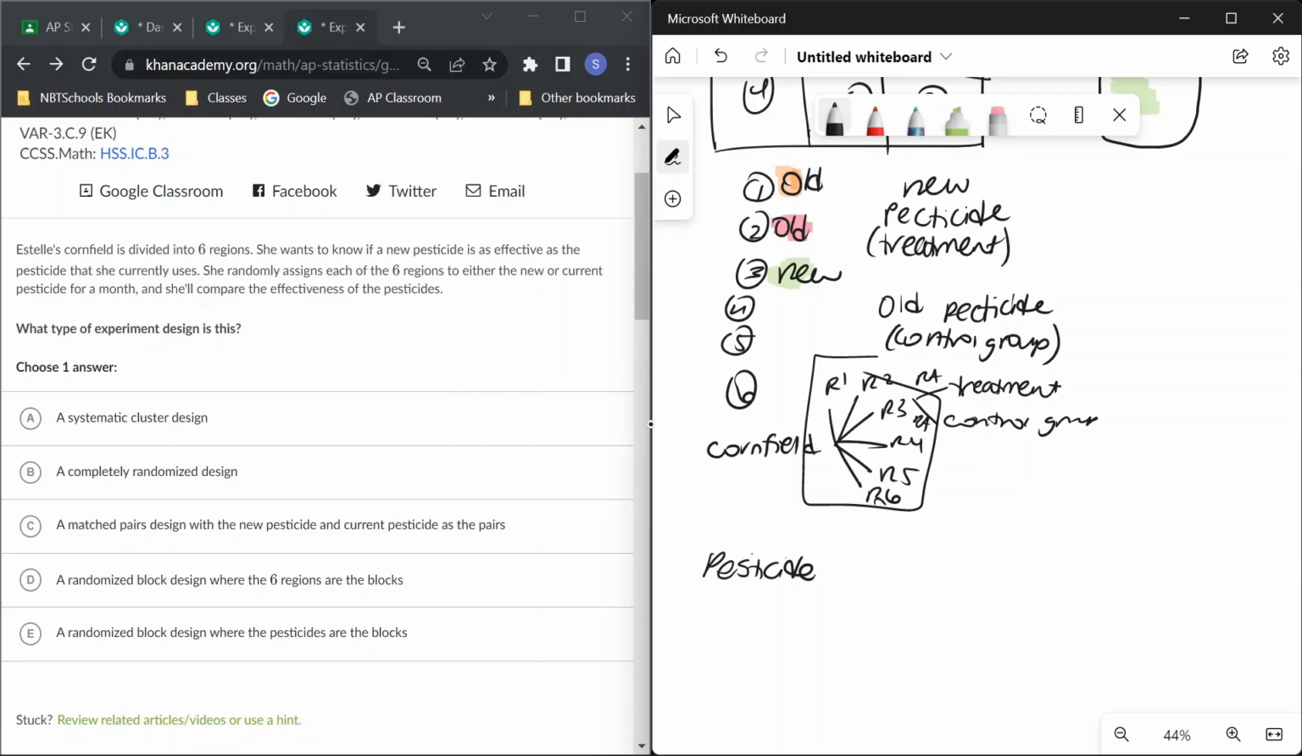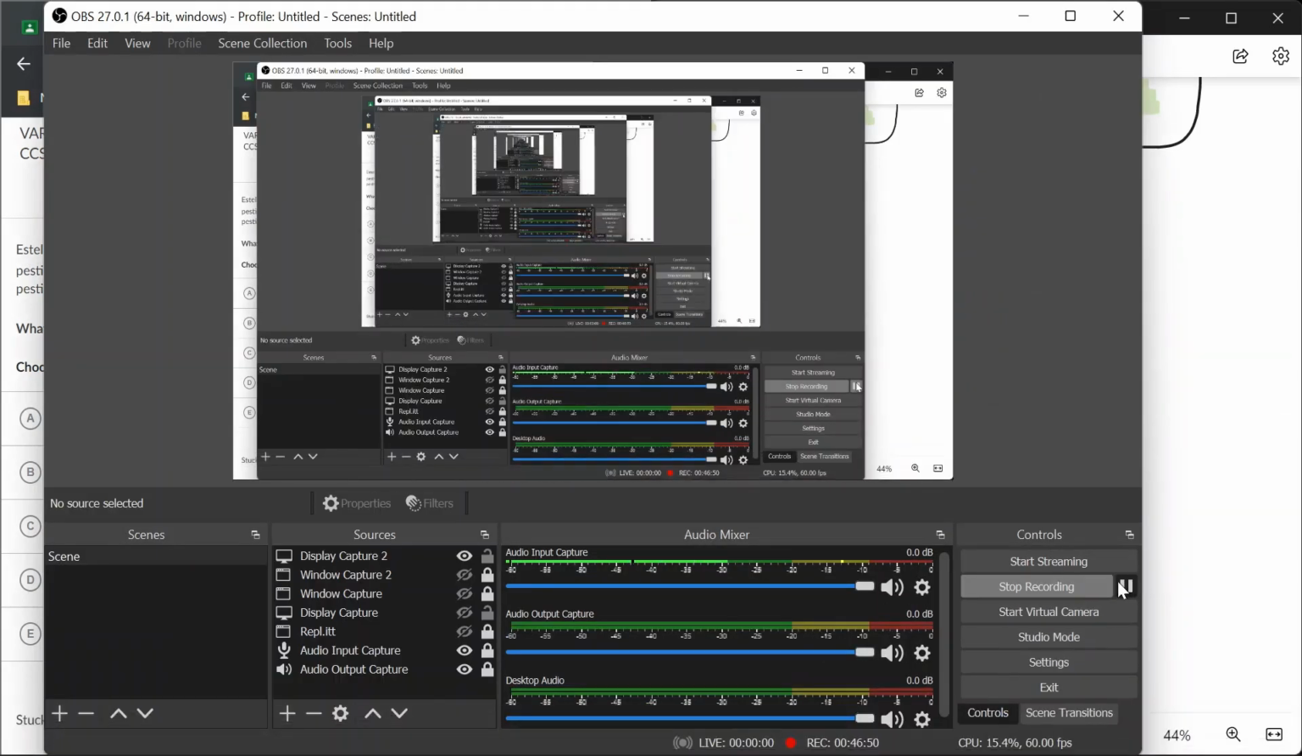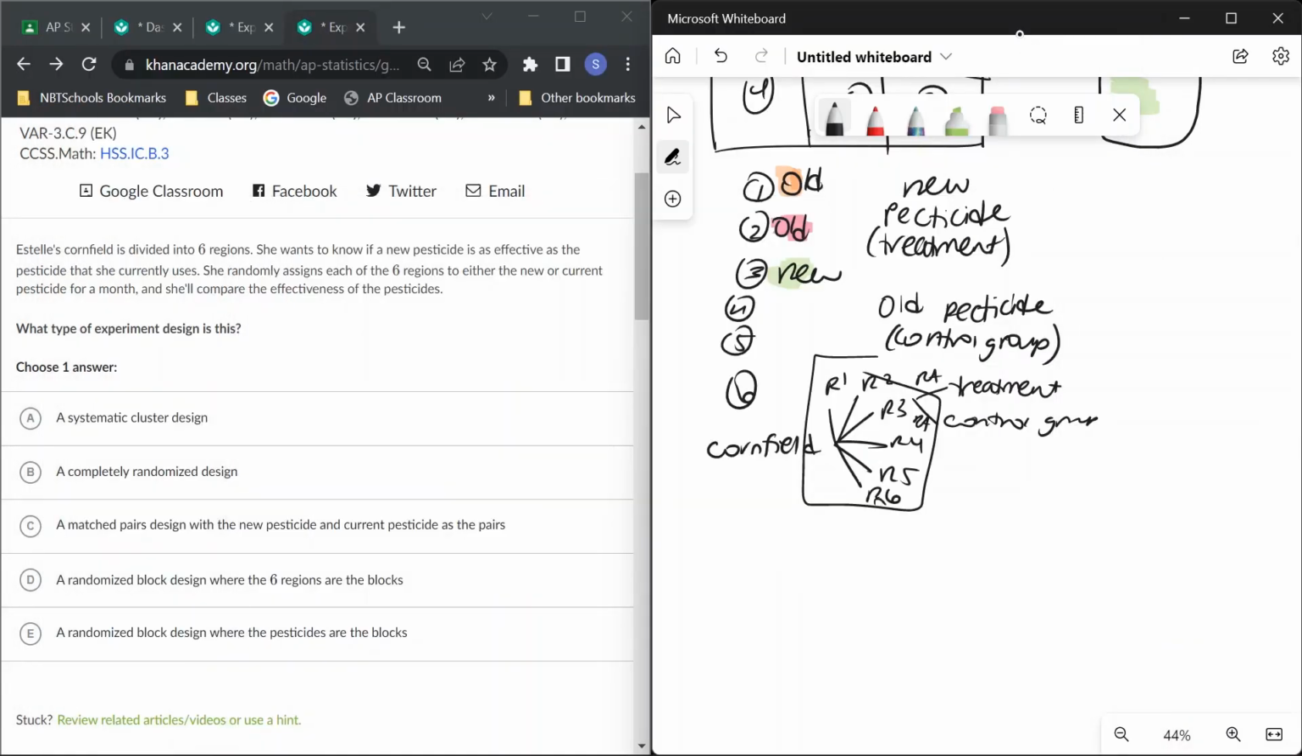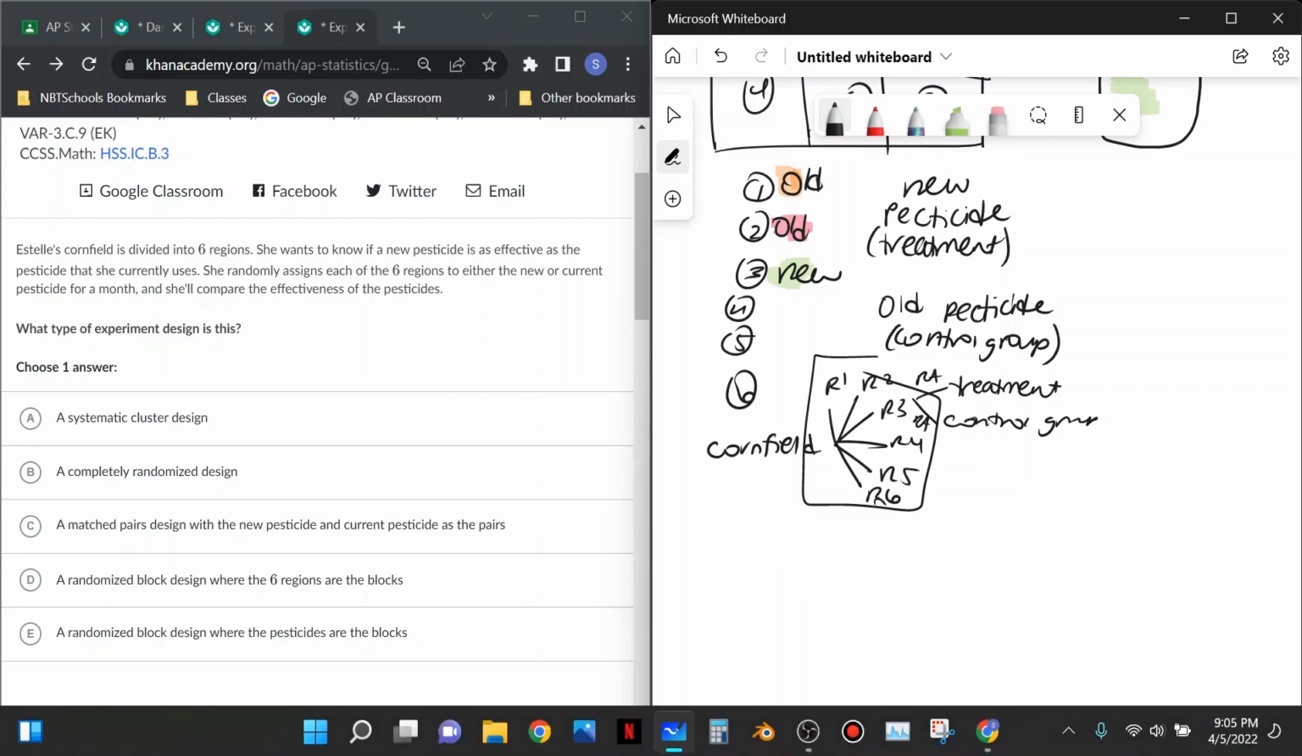Oh my god. Okay. Pesticides, and then okay. I took a little lunch break. It's 9:05 p.m. now. So she randomly assigns each of the 6 regions to either the new or current pesticide for a month, and she compared the effectiveness of the pesticides.